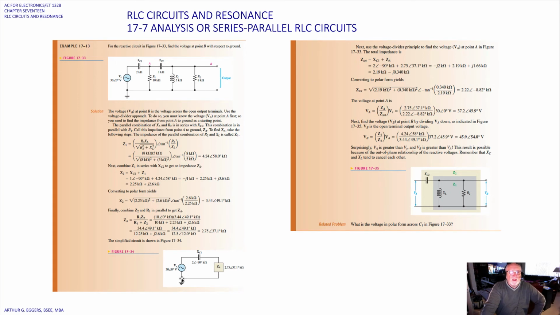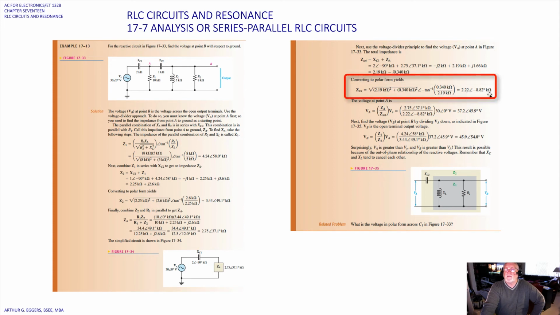And you can see here in figure 17-34 how they have reduced everything down and combined the values together to determine the impedance at point A. So at that point, then you can use the voltage divider rule again to find V sub A at point A in the figure. Okay, so they've combined the ohmic terms here for Z total, and determined the value here for Z total in rectangular form. They convert it then, the next step, to polar form.